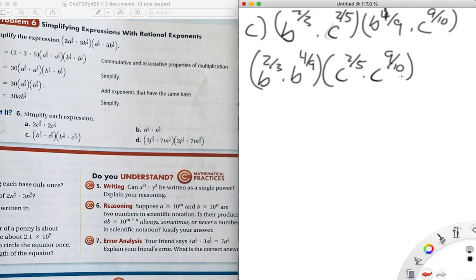Okay, so I'm going to add 2/3 plus 4/9, but they don't have the same denominator. So looking at the exponents for the B, what I do is I'm going to multiply top and bottom by 3, because 3 times 3 is 9. What I do to the denominator, I do to the numerator. So 3 times 3 is 9, 2 times 3 is 6, so this is renamed 6 ninths. So 6 ninths plus 4 ninths gives me 10 ninths.